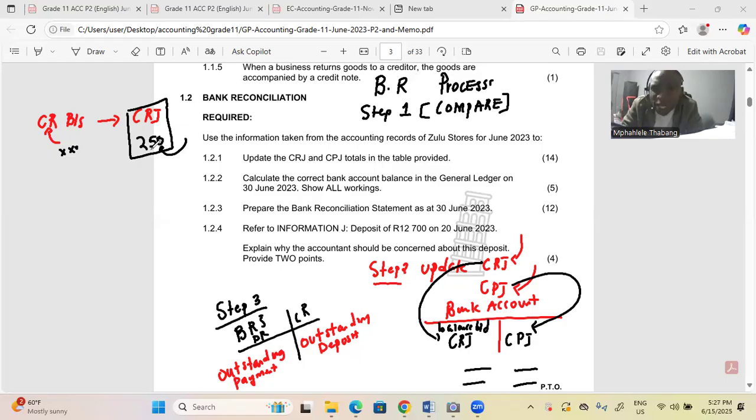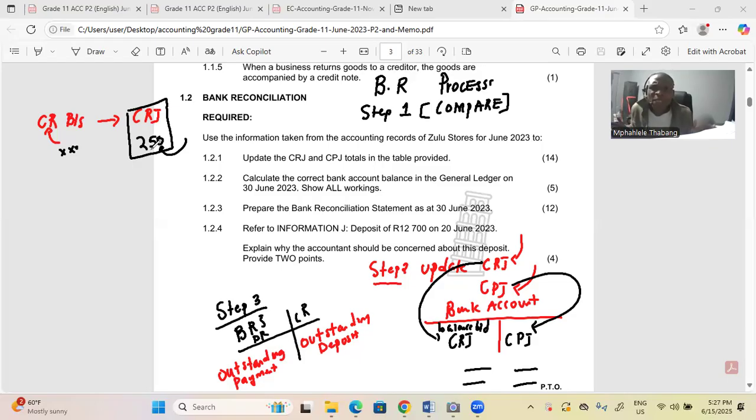The bank statement is prepared by the bank. So what we can do as a business, we can rectify the mistakes which the bank has made in the bank reconciliation statement. We are simply saying this is what the bank was supposed to do. They were supposed to present the credit entry in the bank statement of 250. And guys, remember, what is appearing in CRJ must appear on the credit side of the bank statement. And what appears on CPJ must appear on the debit side of the bank statement. So that is why the outstanding deposits are on the credit side, because they have to be on the credit side of the bank statement. Okay?